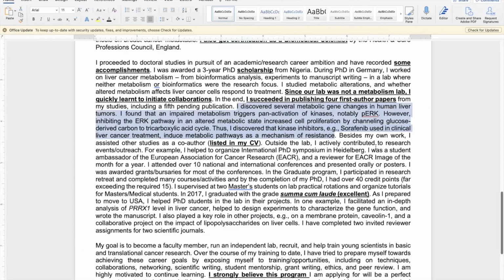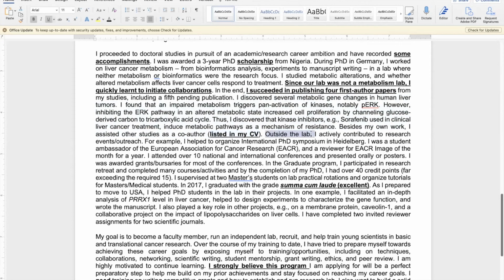So give a summary. I jumped immediately to other work; I said, besides my work, I assisted other studies as a co-author, listed in my CV. I cannot list all of them here. Now, outside the lab, I actively contributed to research and outreach. What is the point here? I was not just a lab workhorse sitting in the lab every day. I had other things going on outside the lab.